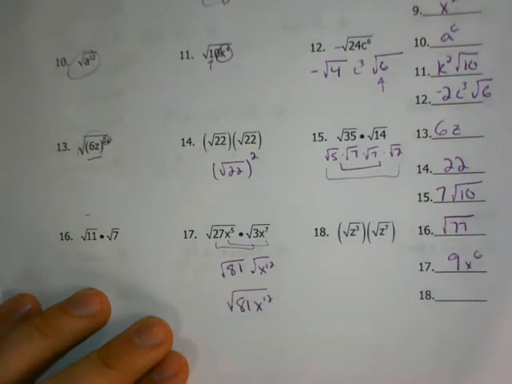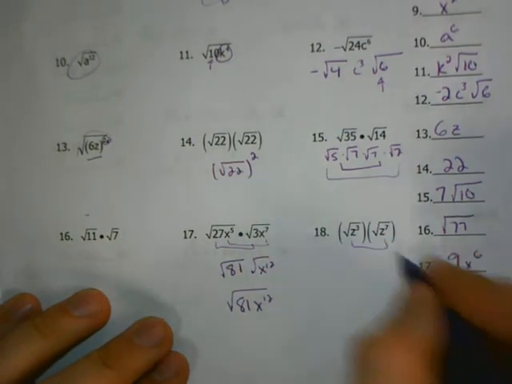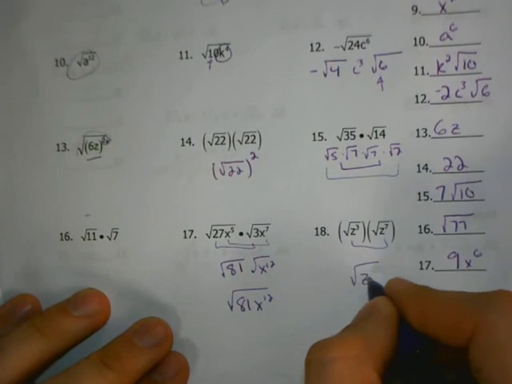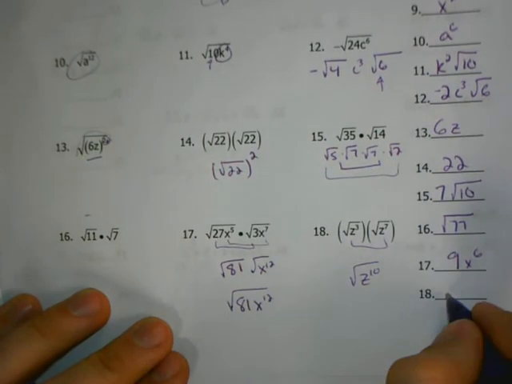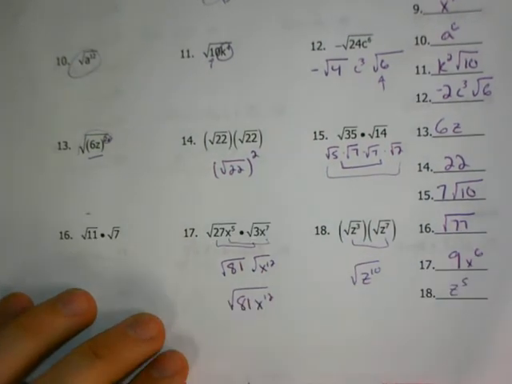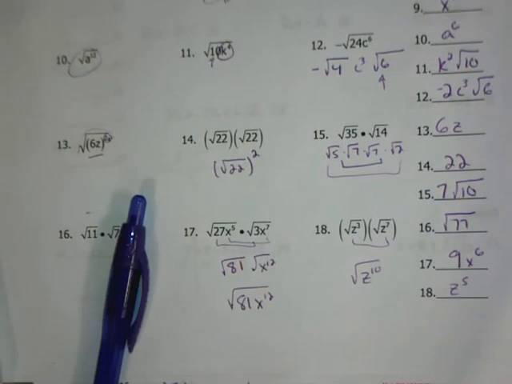My last one, I'm going to push these together as well. Square root of z to the 10 will be z to the 5th. And that's the end of the first page.